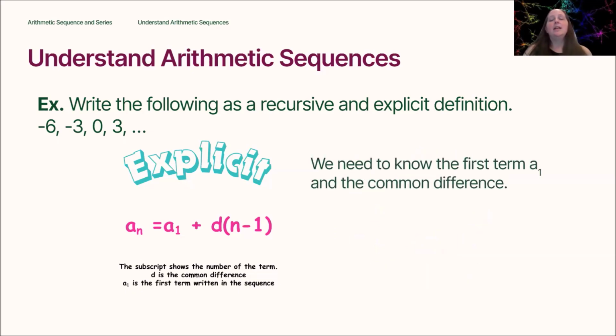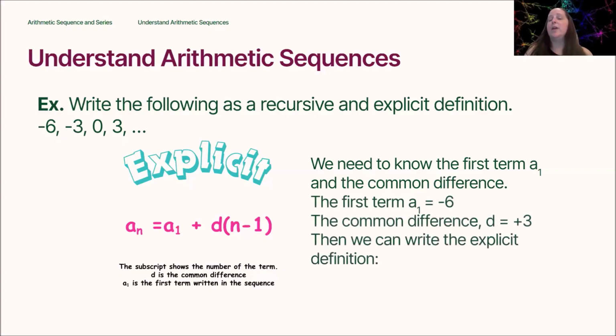Okay. Explicit, we need to know the first term, a sub 1, and the common difference. We know our first term is -6 in this case, and our common difference is +3. Okay, so then I can write the explicit definition. A sub n equals -6 plus 3 times n minus 1. Okay. The only thing that you're substituting in is that a sub 1 and the d.